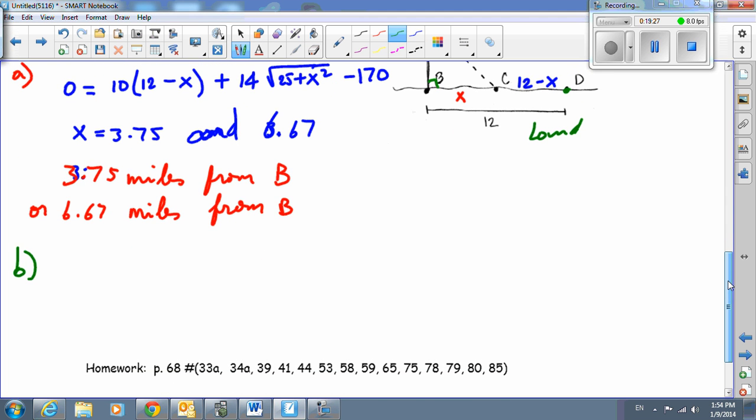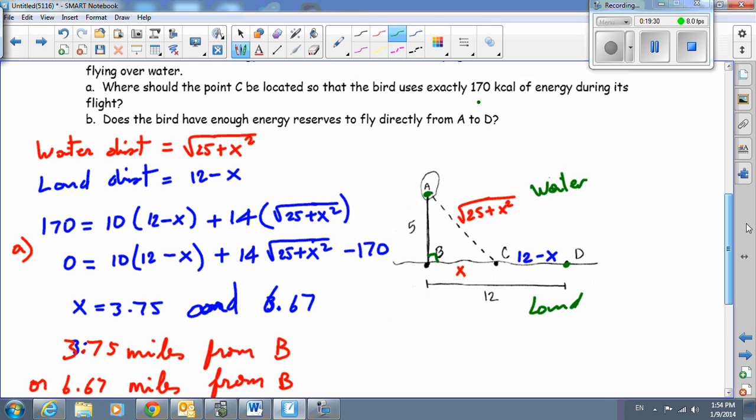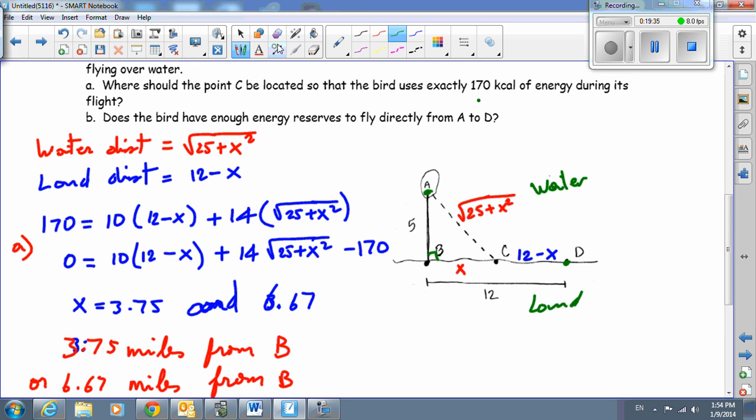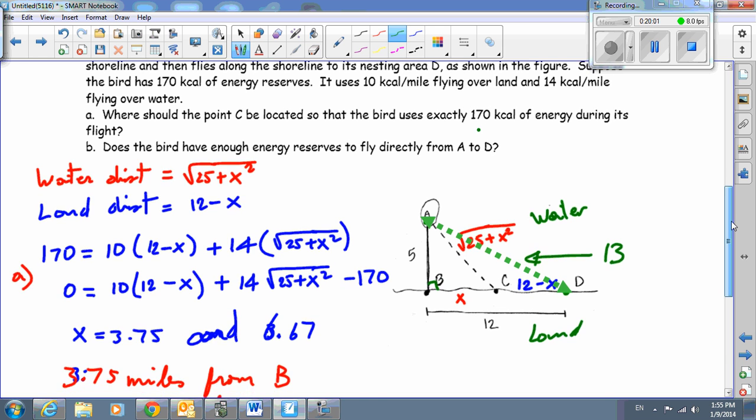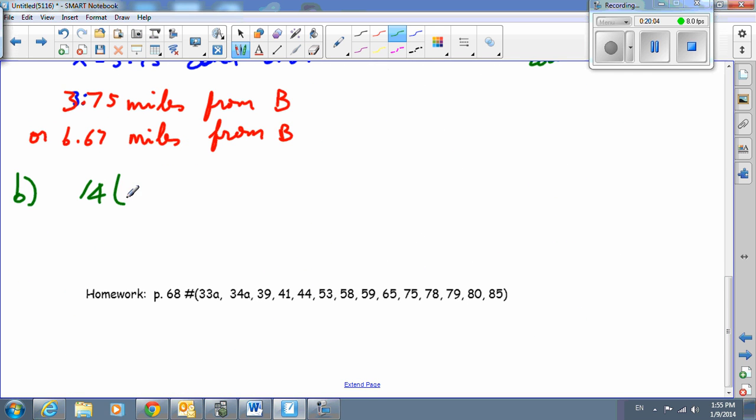Let's go ahead and answer the next question, B. B says, does the bird have enough energy to fly directly from A to D? To fly directly from A to D, meaning this green distance, I'll first use the Pythagorean theorem to find that dotted green line. I have 12 and 5, that's a special right triangle, so that'll be 13. So flying directly is flying all above the water, and it uses 14 kilocalories per mile over the water. So I will do 14 times 13, which is the distance, and this gives me 182 kilocalories. Obviously, the bird only has 170, so the answer is no.